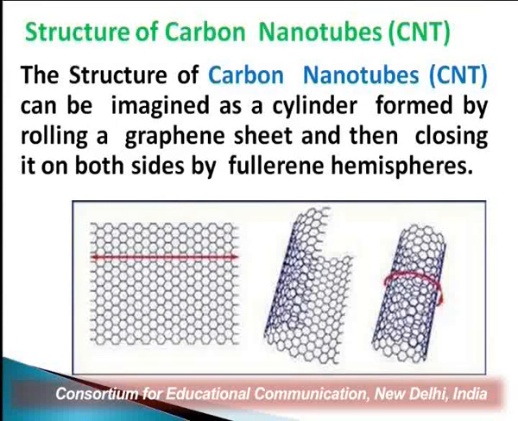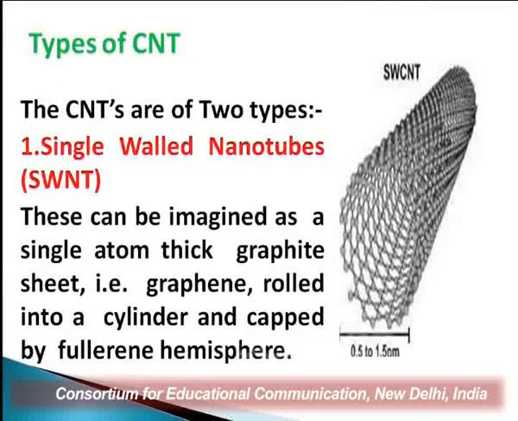So on the left hand side we are seeing the graphene sheet, and in the middle one the sheet is rolling horizontally. Then in the third diagram, on the right hand side, we have the rolled sheet. On the basis of that we can define the structure of the nanotubes.